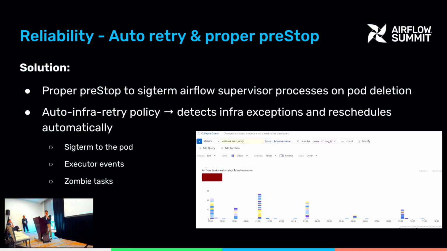We also add an auto infra retry policy. An Airflow task will be auto-retried if the failure is categorized as an Airflow infra failure, which includes any signal sent to the pod, any executor events that happen in the scheduler, and also the zombie task, because we believe for those cases, users should not do any manual work. We should auto-heal for them. So now the failure from the infra is auto-healing, rather than cascading to manual ops from the user.